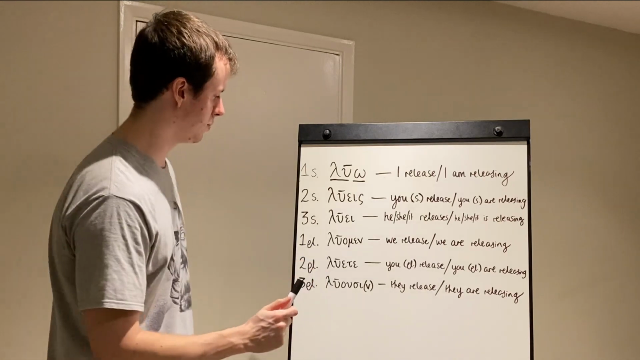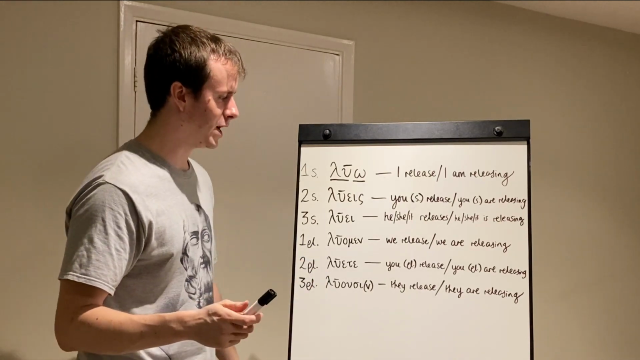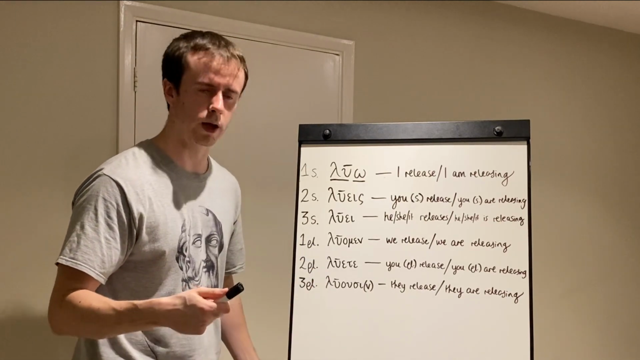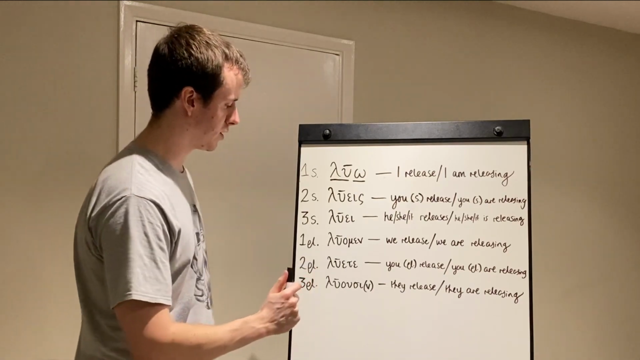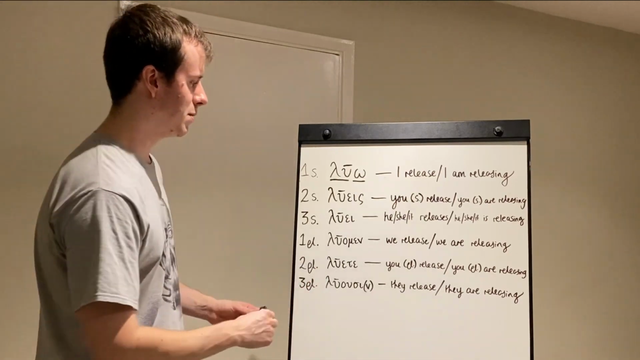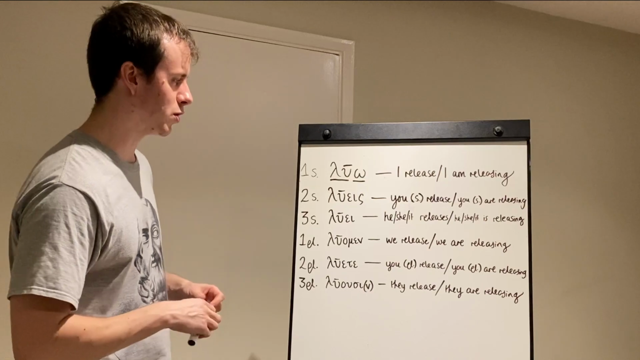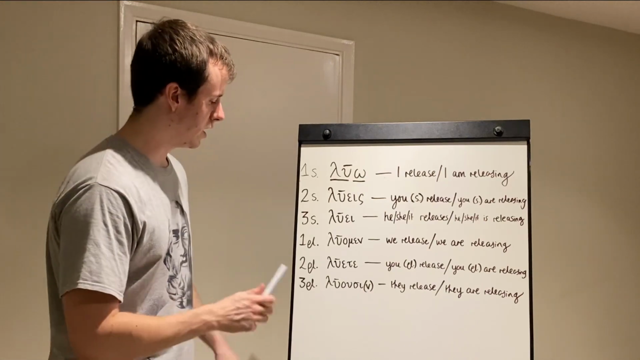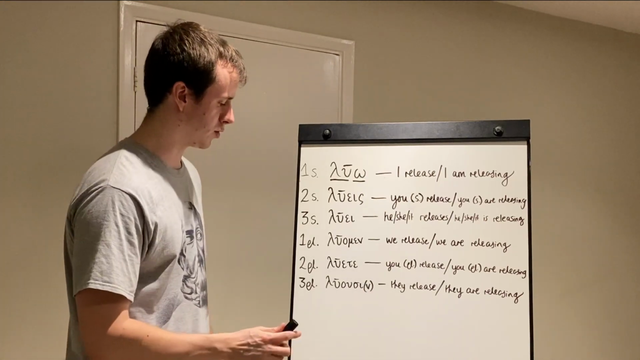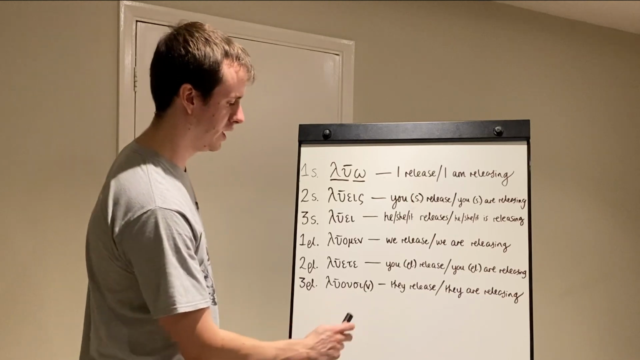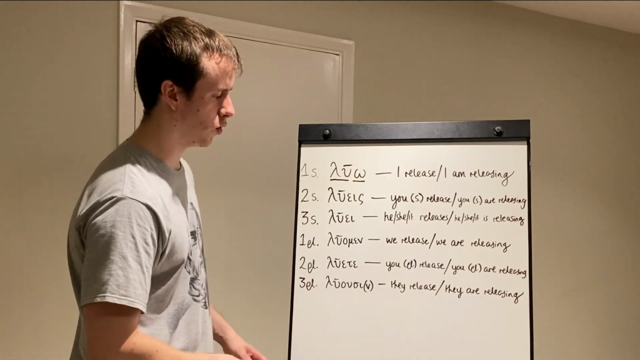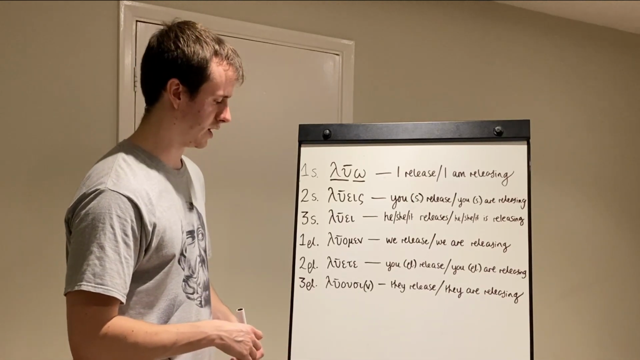In the first person plural, we have luomen meaning we release or we are releasing. In the second person plural, we have luete meaning you plural release or you plural are releasing. And finally, in the third person plural, we have luousin meaning they release or they are releasing.